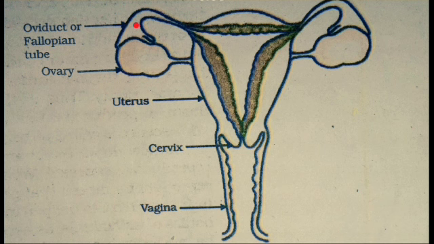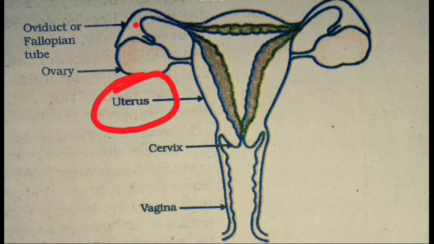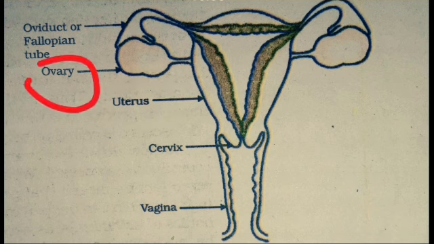The hormones secreted by the ovary prepare the uterus to receive and nurture the growing embryo. Do you know, students, which hormones are secreted by the ovaries? Ovaries secrete the female sex hormones called estrogen and progesterone.